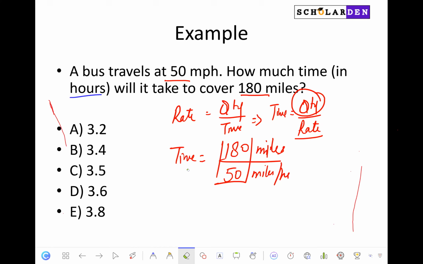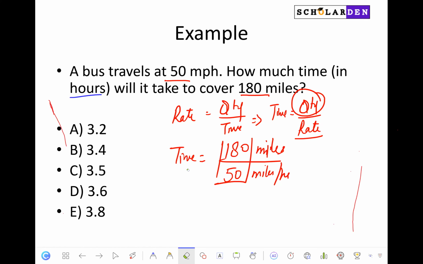So for example, if I were to change this question and ask you how much time in minutes is it going to take for the bus to cover 180 miles? So there are two ways. Either I convert the speed into miles per minute, or I can find out the total time in hours which the bus is going to take to cover 180 miles, and then convert that time into minutes. Both of them are going to mean the same thing.